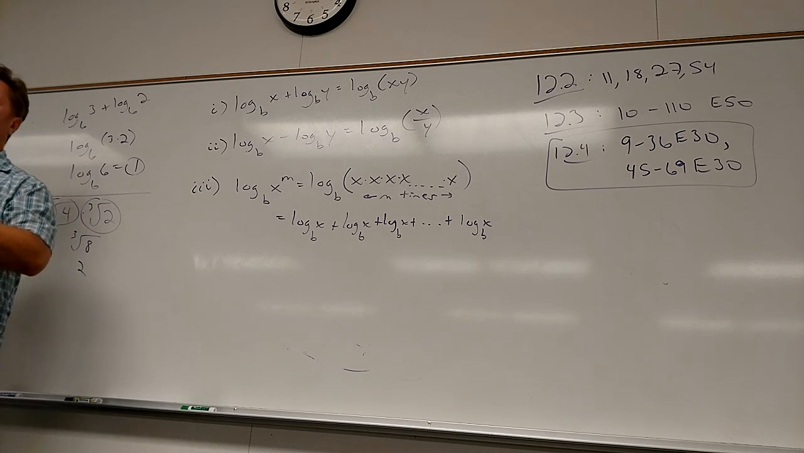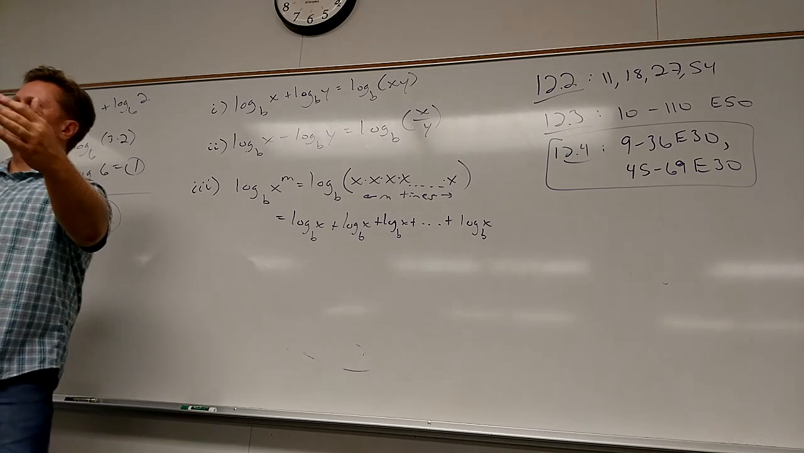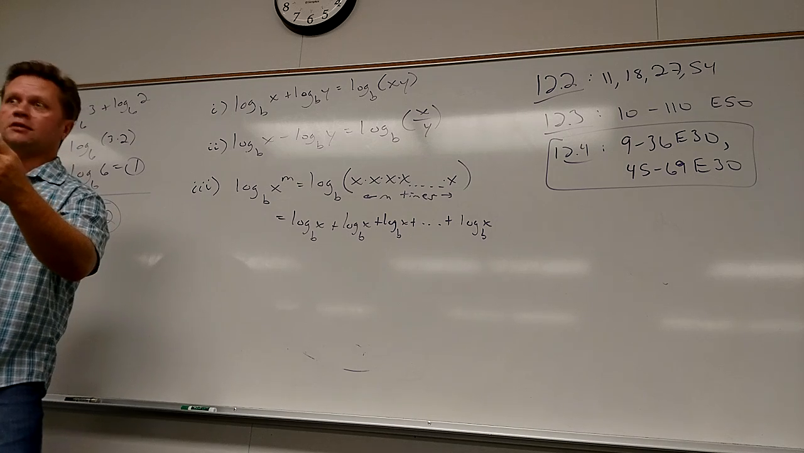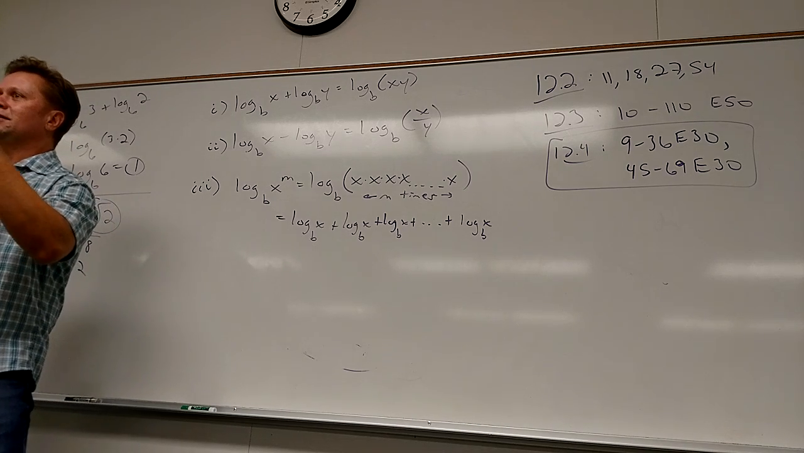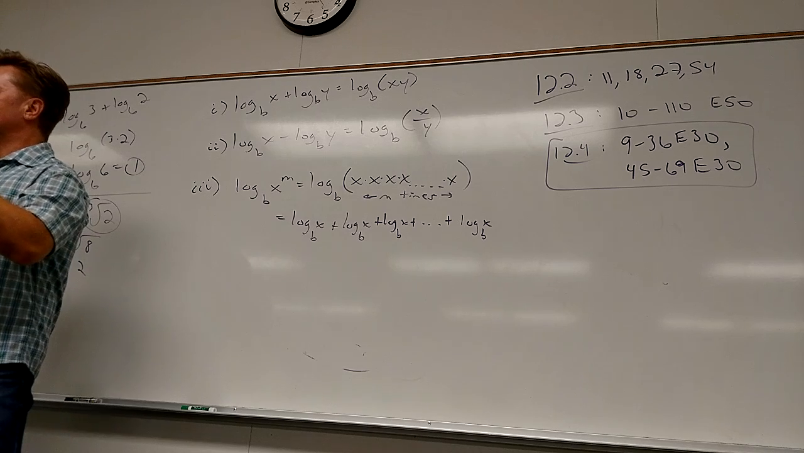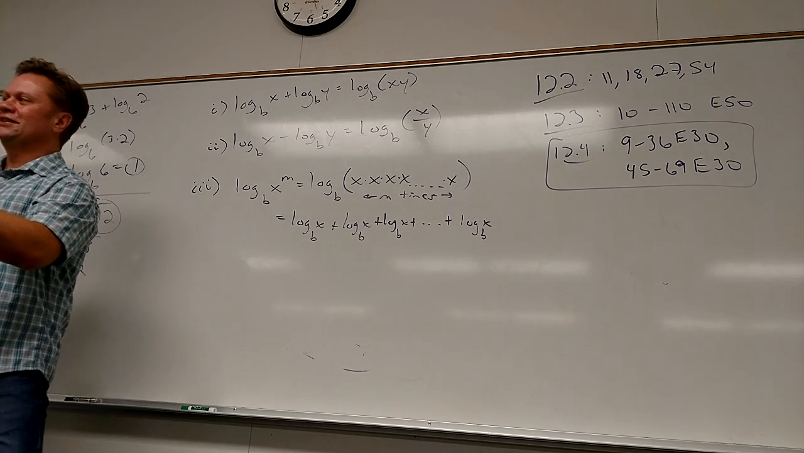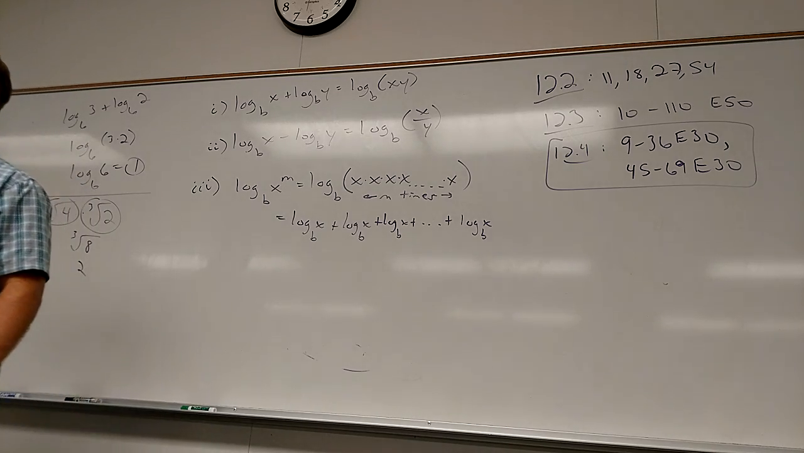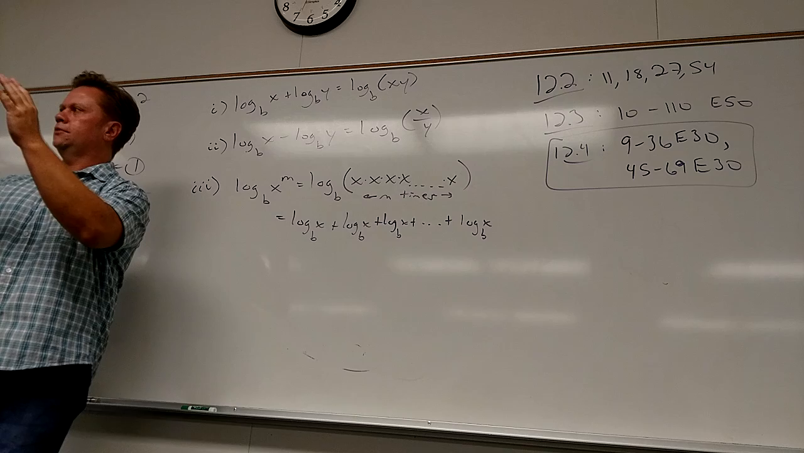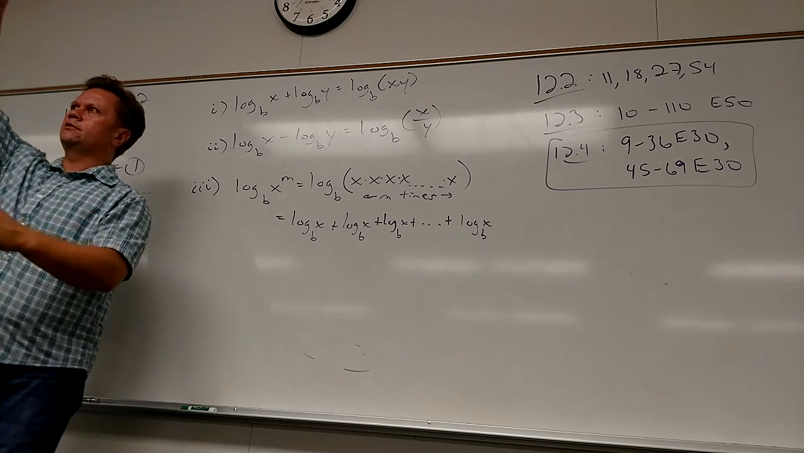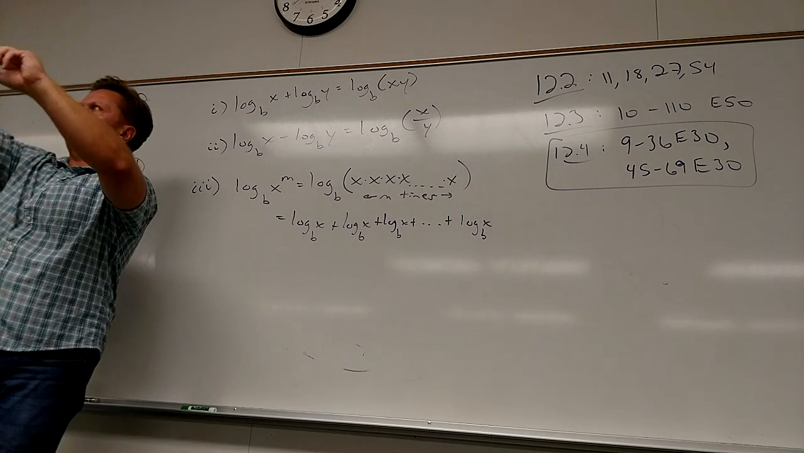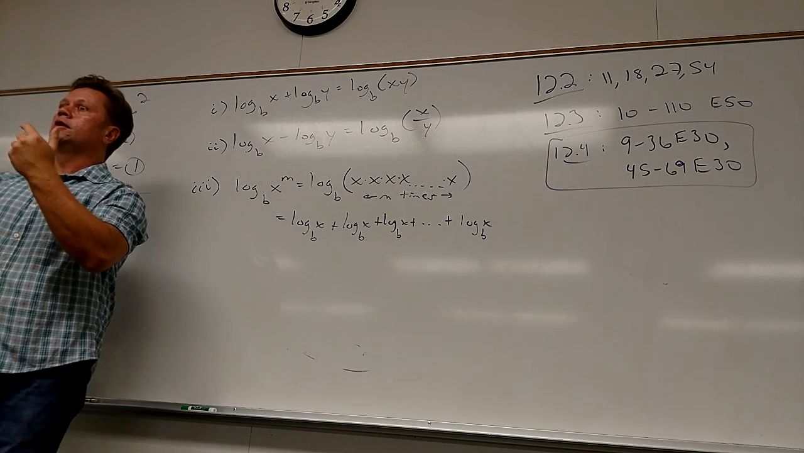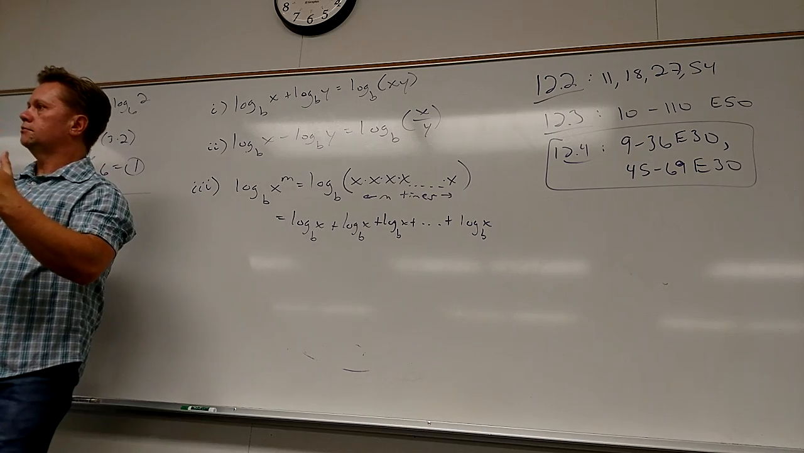So if I had 7 8s that I had to add, what's the quicker way to do that? 7 times 8. If I had 7 8s, 8 plus 8 plus 8, 7 times, what's the quicker way to do that? I just basically gave you the answer. 7 times 8. That's multiplication, right?